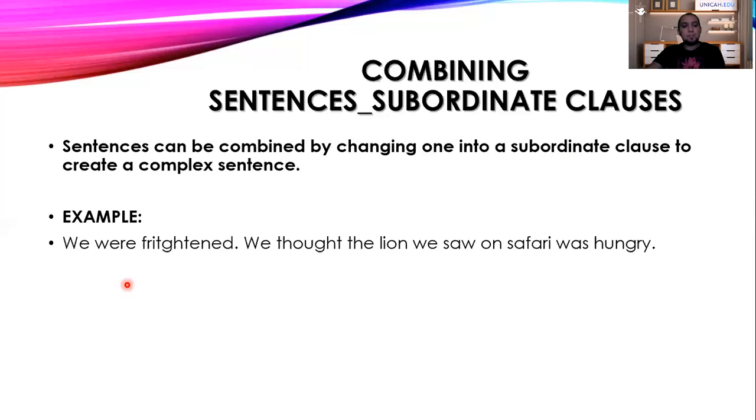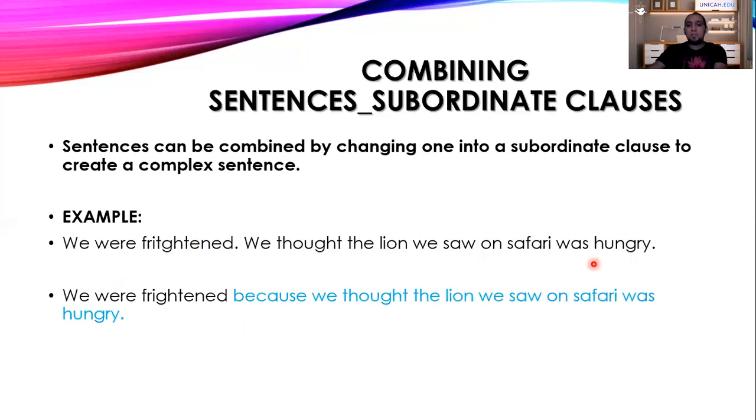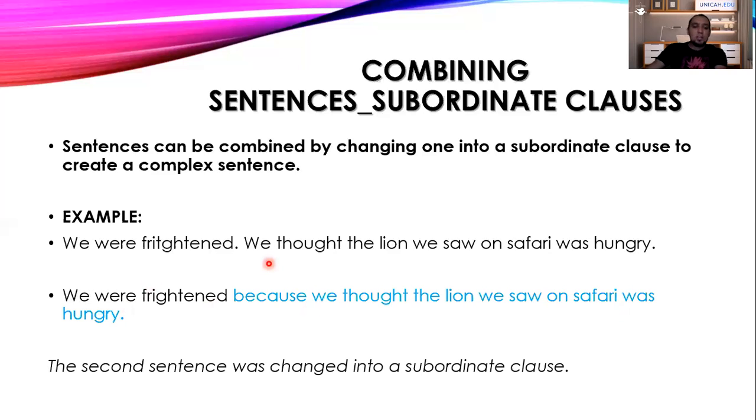For example, we were frightened. We thought the lion we saw on safari was hungry. So I can use the second sentence, we thought the lion we saw on safari was hungry, using a subordinate conjunction, which is because. Remember, we have already seen this. So now the second sentence became a subordinate clause: because we thought the lion we saw on safari was hungry is one subordinate clause. We were frightened is one independent clause. So now it's a complex sentence. The only thing I did is change the second sentence into a subordinate clause.